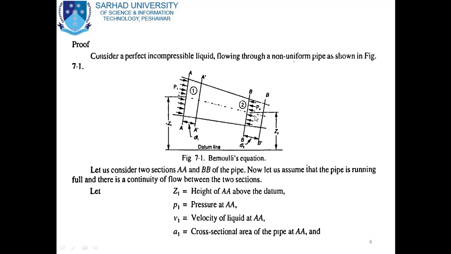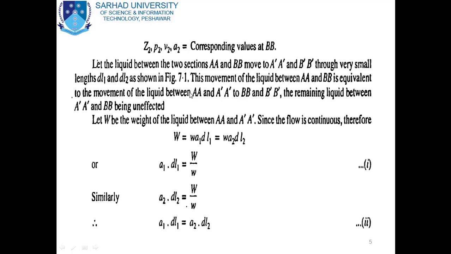Now let us assume that the pipe is running full and there is continuity of flow between the two sections. Let Z1 be the height of AA above the datum, P1 the pressure at AA, V1 the velocity at AA, and A1 the cross-sectional area of the pipe at AA. Similarly, Z2, P2, V2, A2 are the corresponding values at BB.